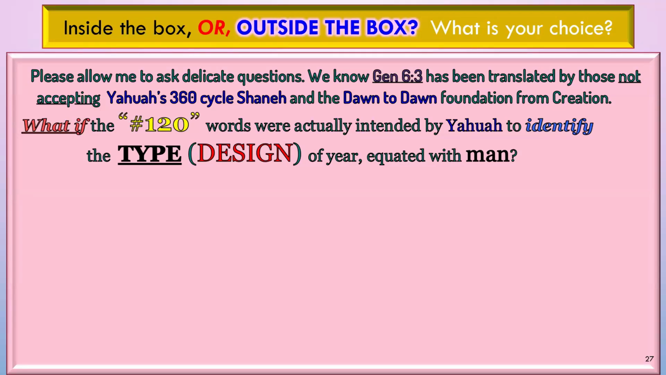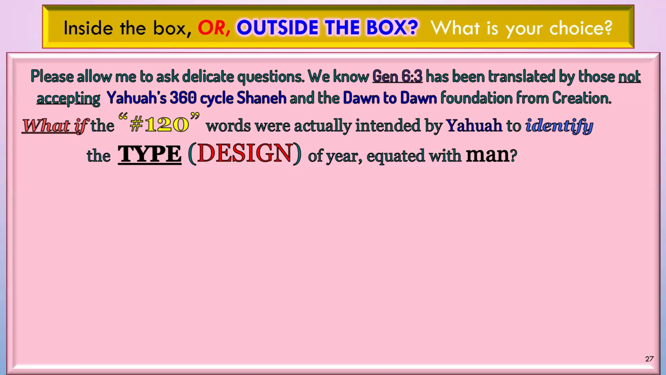What's your choice? Please allow me to ask a delicate question. We know Genesis 6, verse 3 has been translated by those not accepting Yahuwah's 360 cycle Shanae and the dawn-to-dawn foundation from creation. What if the number 120 that we find in that verse, what if the words were actually intended by Yahuwah to identify the type, as in the design or the format of year, equated with man?